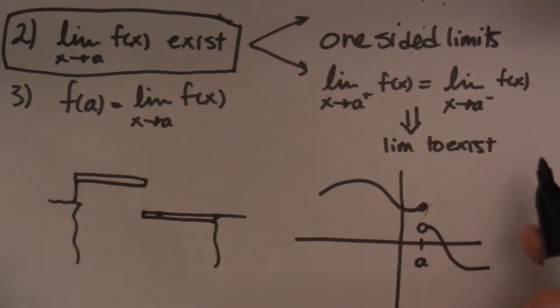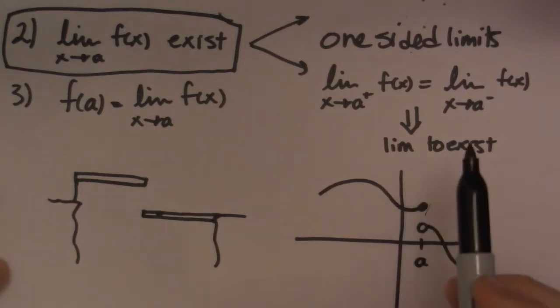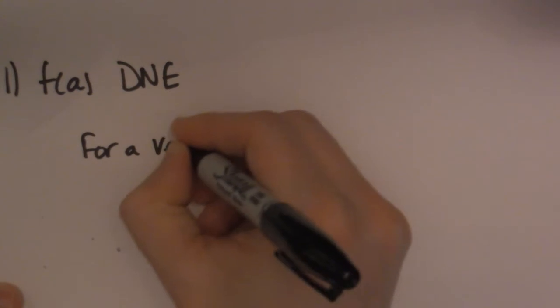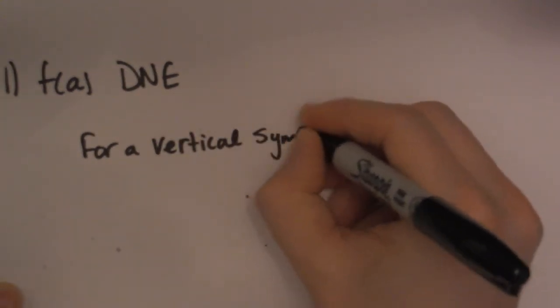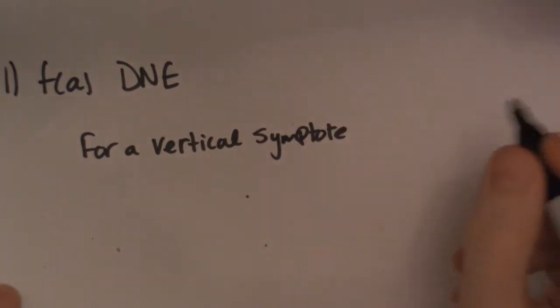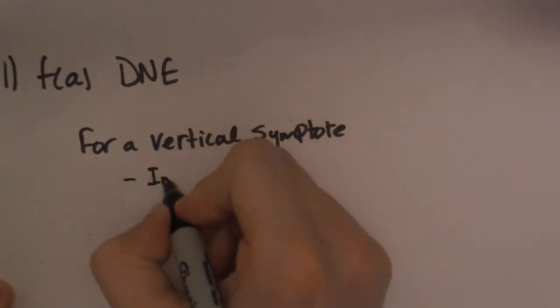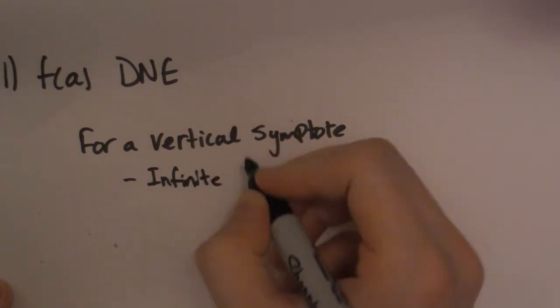Now, there are two other situations where you might have a failure of the definition of continuity. Let me just get a new page. These occur when number 1 fails: f of a does not exist. That's going to happen basically in two scenarios. It's going to happen for a vertical asymptote, which is what some people refer to as an infinite discontinuity.